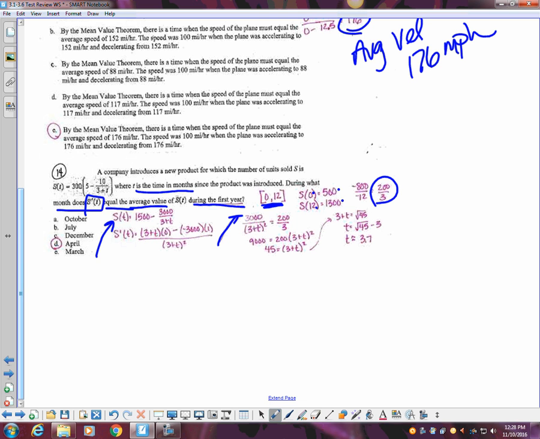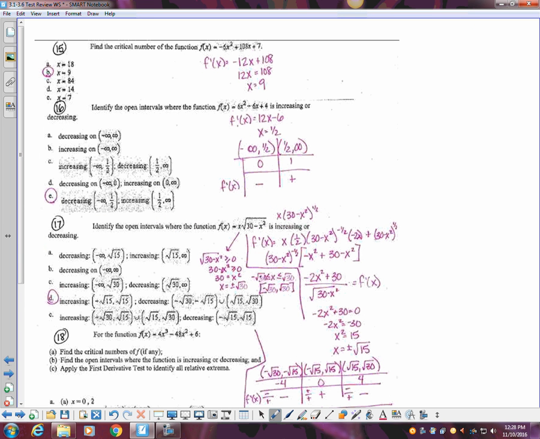Then I square rooted both sides, and then I subtracted 3, and then I just went decimals. And I didn't put a plus or minus because this is time, and time can't be negative. So 3.7, that'd be January, February, March. So we're into April. 3.7 months.